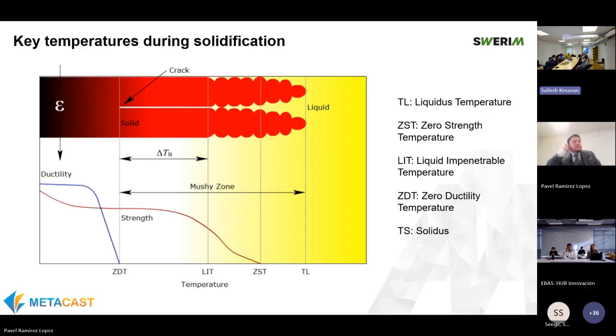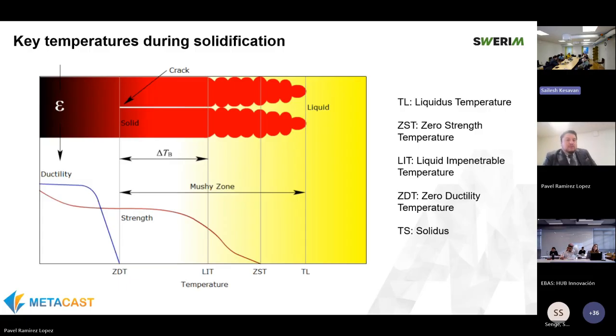The zero strength temperature. Below that, here you have the red line representing strength. And below that isotherm, what we will observe is that there will still be some remaining interdendritic liquid, because despite some of the arms having been able to fuse, you can still have flow around them, right? There will be a point where this flow is impeded. It's not possible to have this flow. The structure is impeding the flow from going freely. And this is the liquid impenetrable temperature, or LIT.